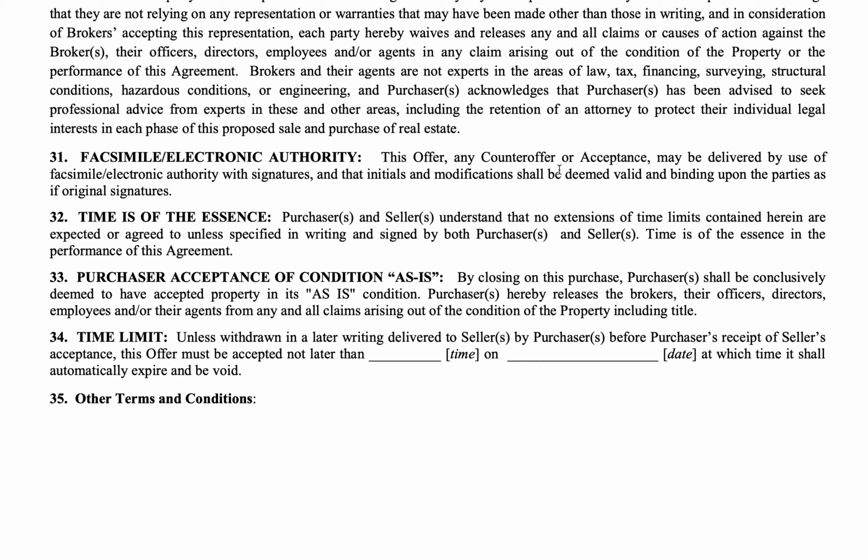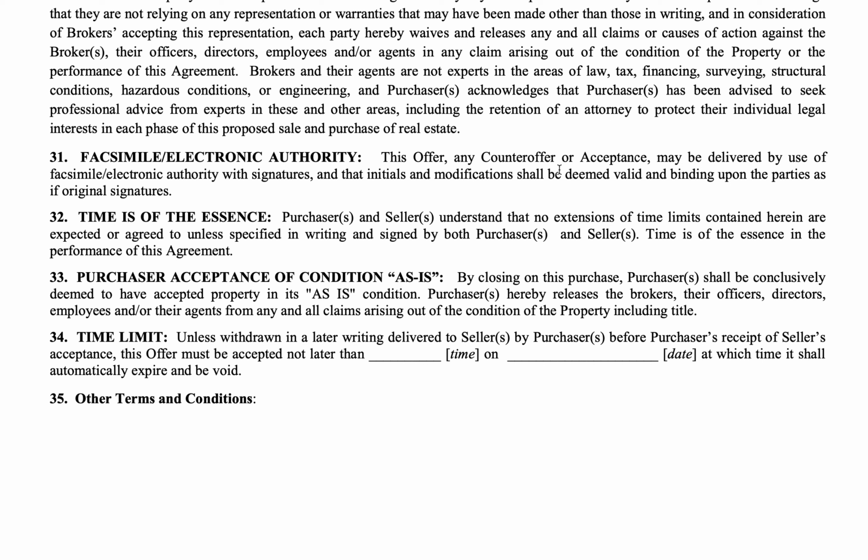Number 32, time is of the essence, meaning this purchaser and seller understand that no extensions of time limits can be done unless they are agreed to in writing by both parties, and that you want to make sure that you adhere to all timelines in this agreement. Number 33, purchasers accepting the condition of the property as is. So you understand that you are purchasing the home as is.